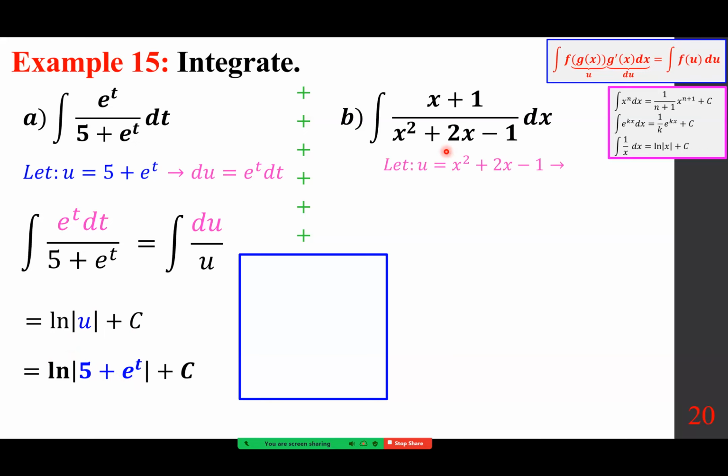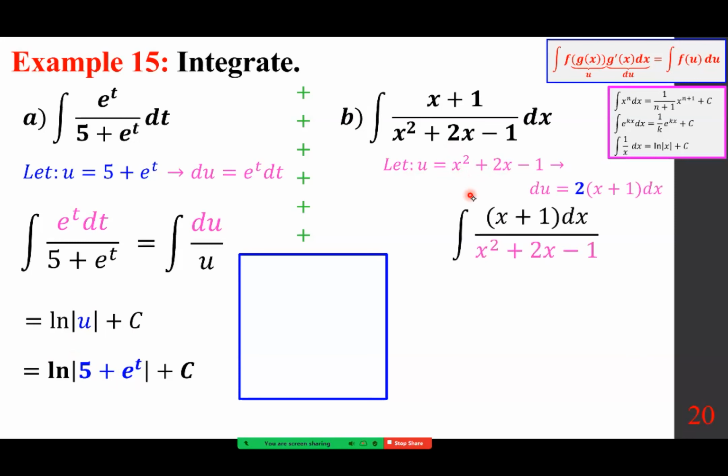If I differentiate that, I get 2x plus 2. So du is 2x plus 2 times dx, or 2 times x plus 1 dx. So I'm going to rewrite this in the following manner, and notice, by the way, dx is always in the numerator, not in the denominator. Number 2, which is a number, is missing.